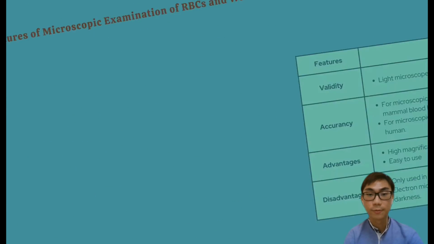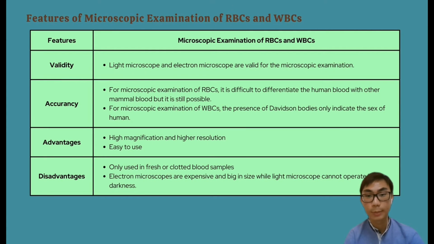Next, here are the features of both microscopic examination of red blood cells and white blood cells. First of all, the validity. The light microscope and electron microscope are valid for both microscopic examinations.